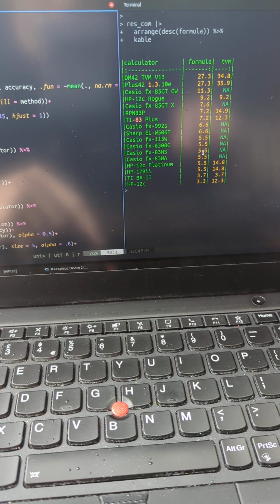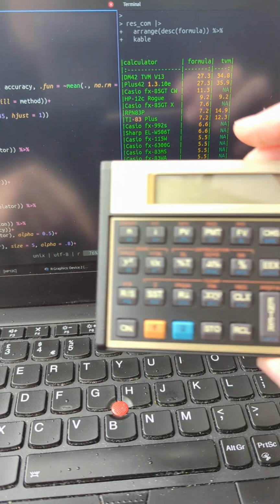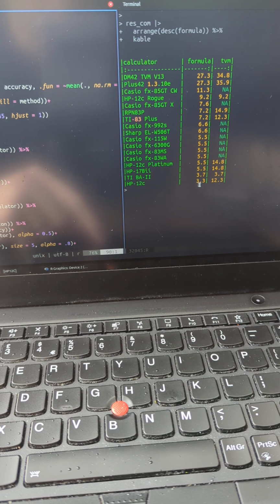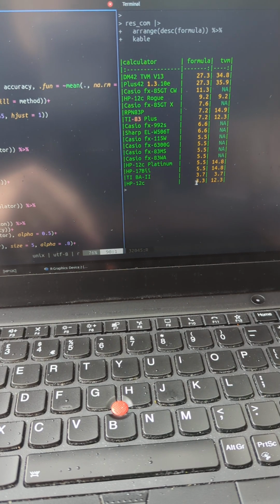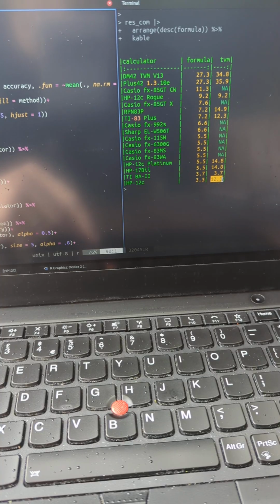That's what you get for 12 digits, essentially, by the looks of it. If you look down here at the HP12C, this is the famous financial calculator. It's only got 10-digit precision, but its TVM is highly optimized. So if you do it using the formula, you only get a 3.3. But if you do it using the TVM solver, you get a pretty stonking 12.3, which actually beats a lot of the other calculators here.